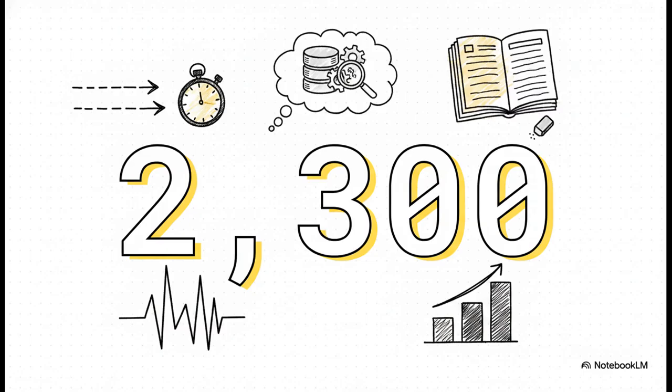And why is that? Well, because when spoken at a natural, engaging pace, which usually clocks in at about 150 words per minute, 2,300 words maps perfectly to a strict 15-minute runtime. It literally forces the creator to be ruthless with their editing. There's absolutely no room for fluff when every single word has to earn its keep in that 15-minute window.